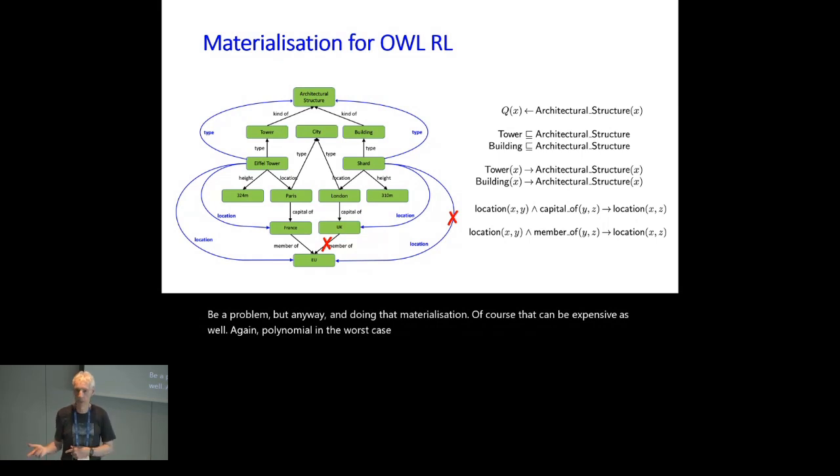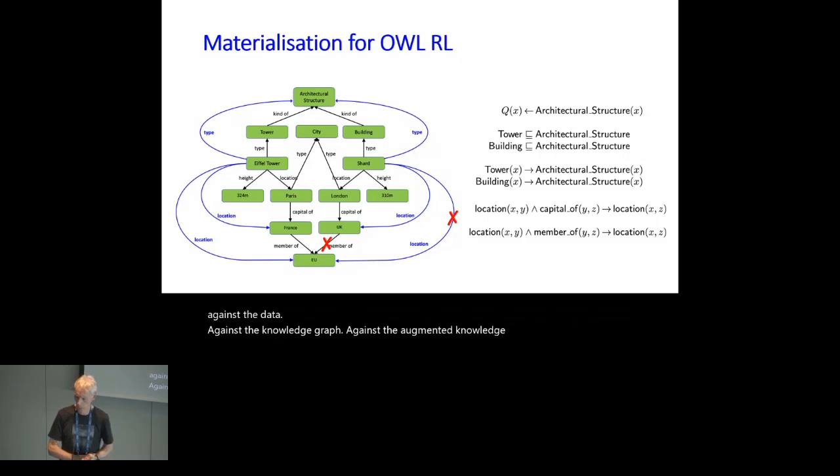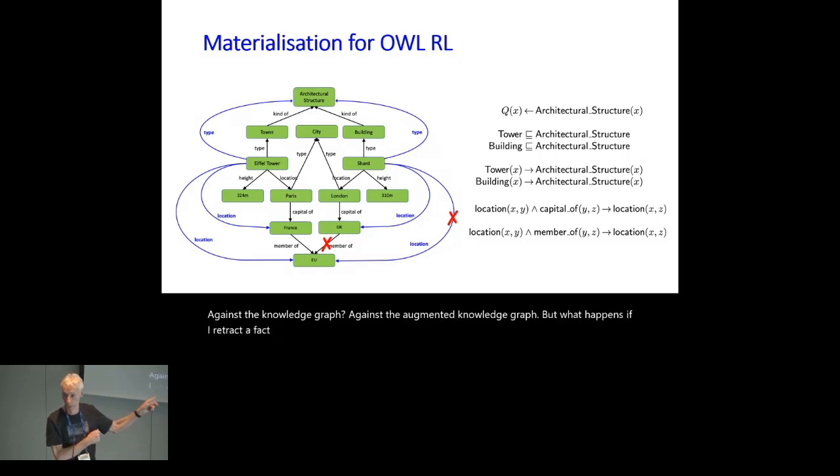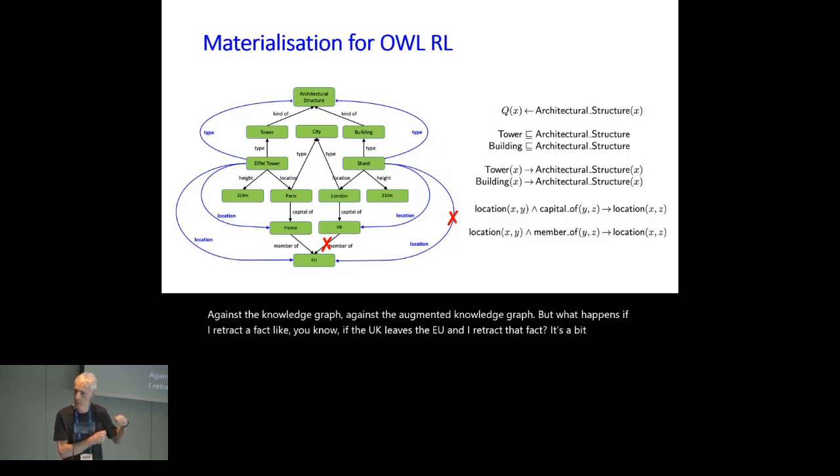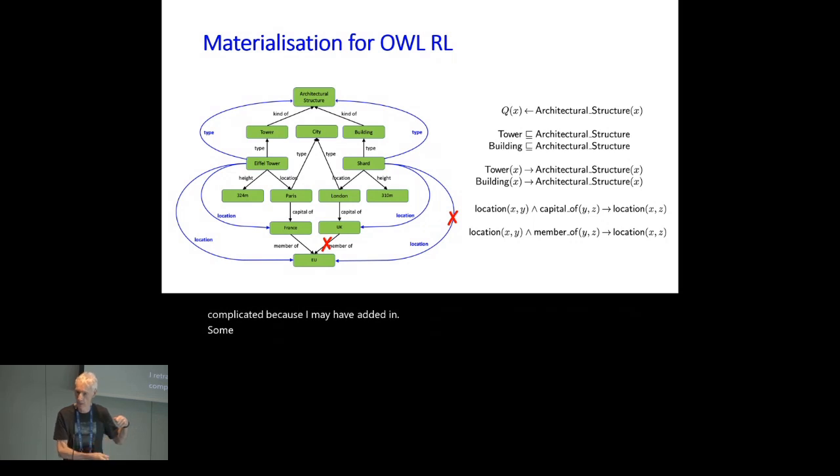The other disadvantage is, what happens if the data changes? I can do this materialization offline, which is a nice thing. I can do it ahead of time, saturate everything, and then I just have to do these simple query answers against the augmented knowledge graph. But what happens if I retract a fact, like if the UK leaves the EU and I retract that fact? It's a bit complicated, because I may have added some other edges that were only there because of this fact.